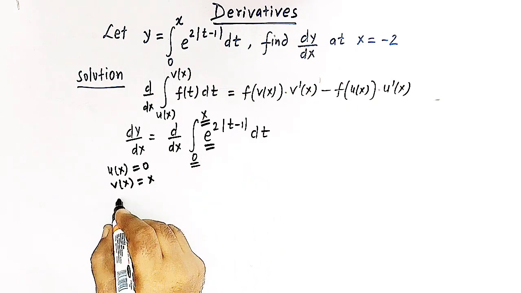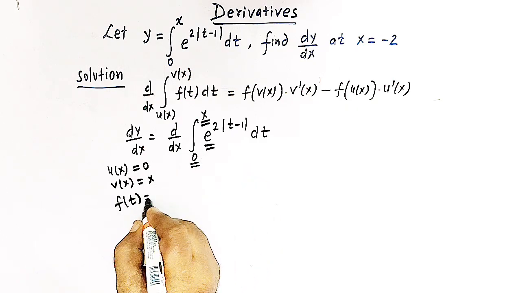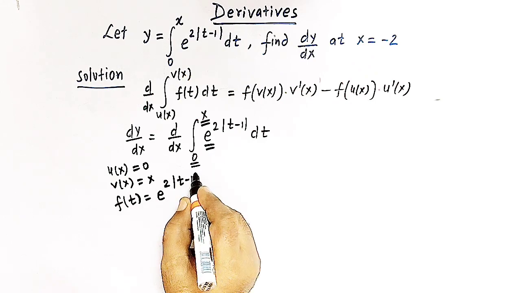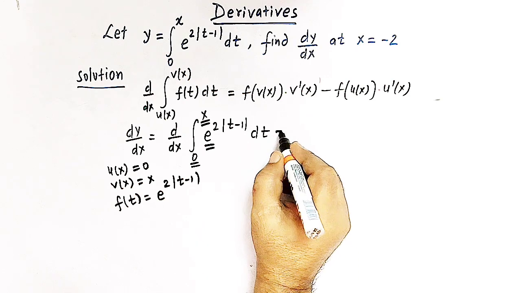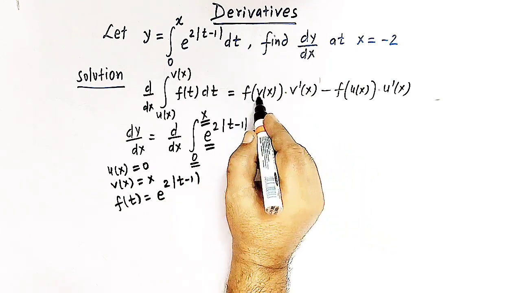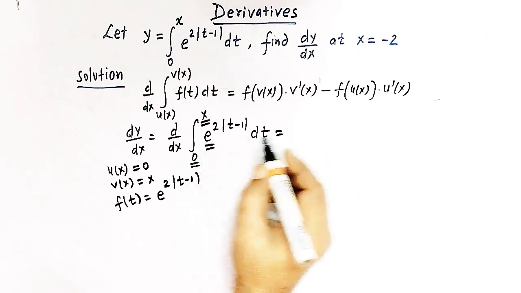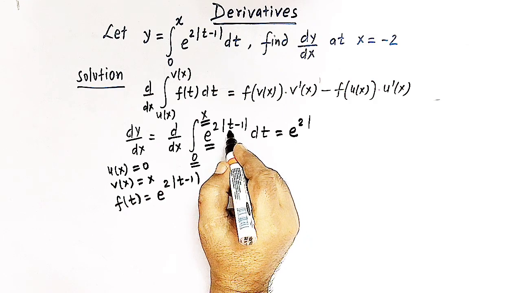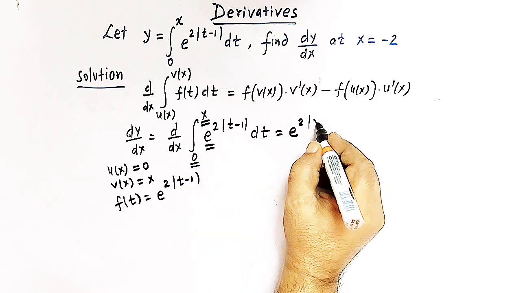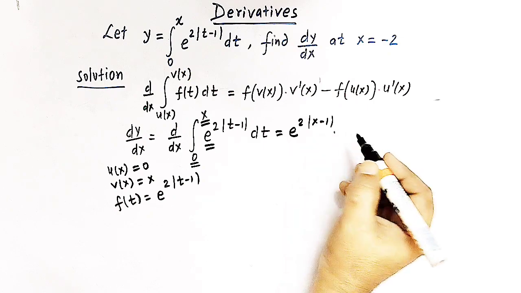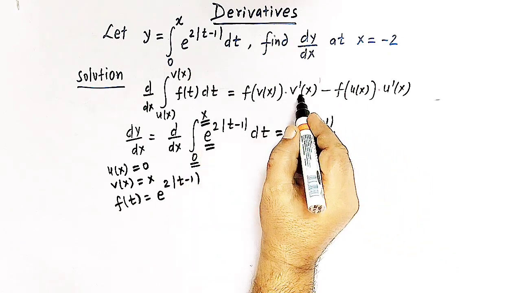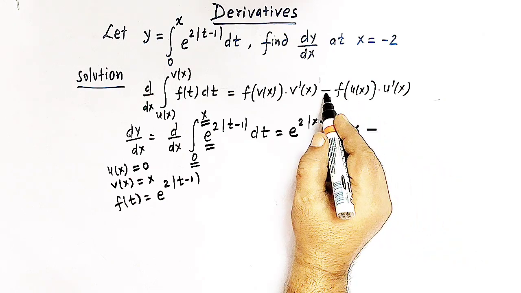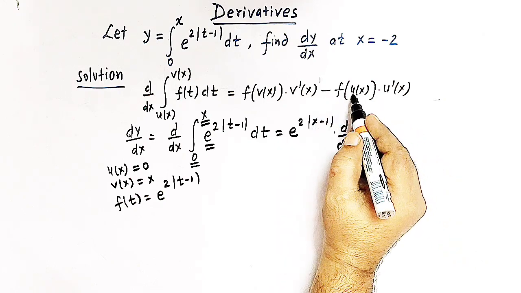And the function f of t is given by e raised to 2 times the absolute value of t minus 1. So now we can write f of v of x. So we have e raised to 2 times mod of t minus 1. So we'll replace this t by x. So we have x minus 1, and then we differentiate x with respect to x. So here we have d by dx of x. Then here we have the negative sign. Then we have f of u of x.